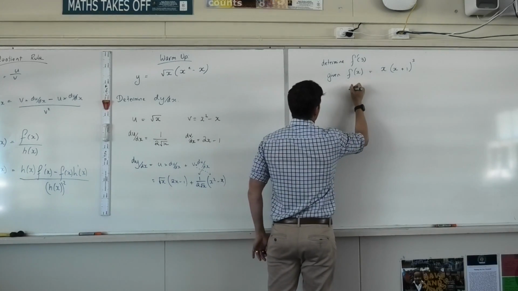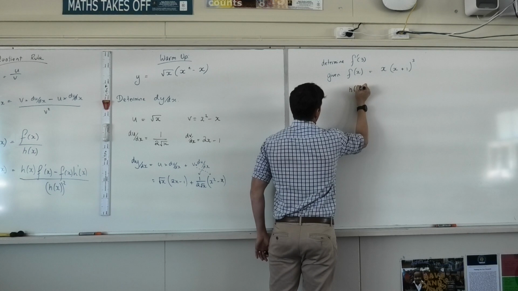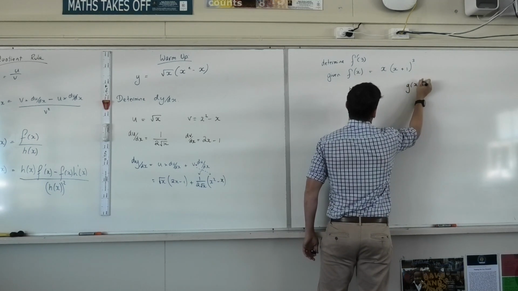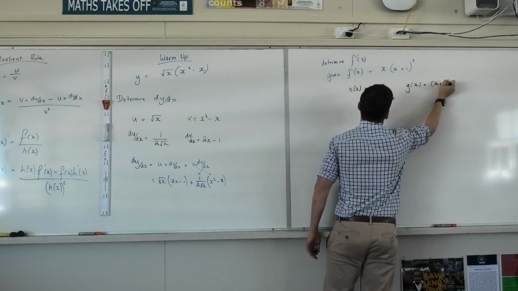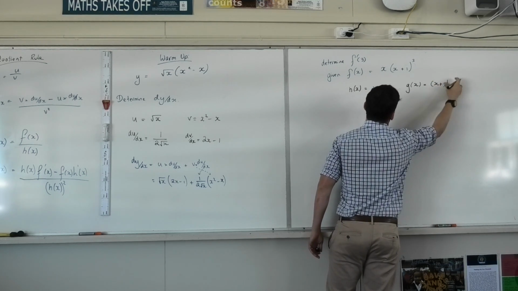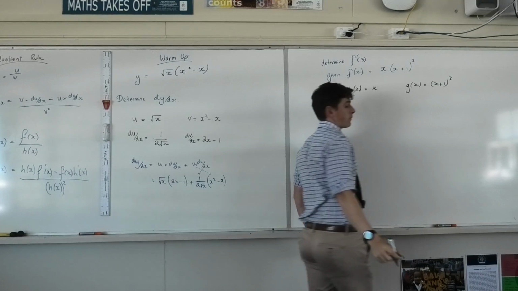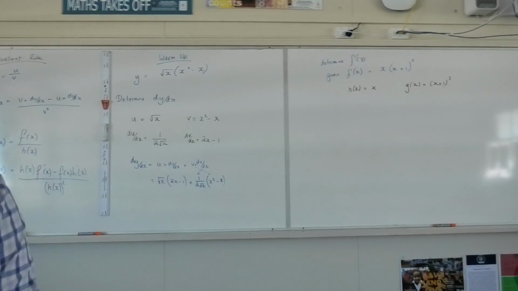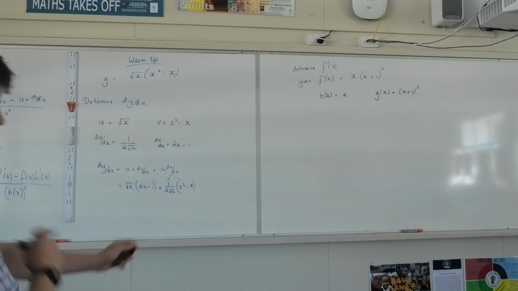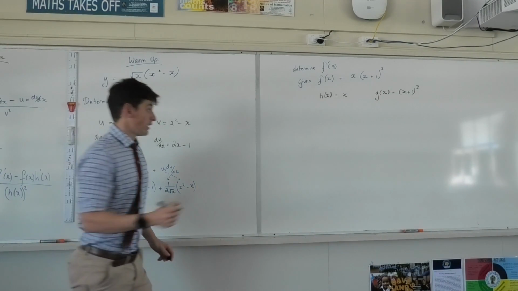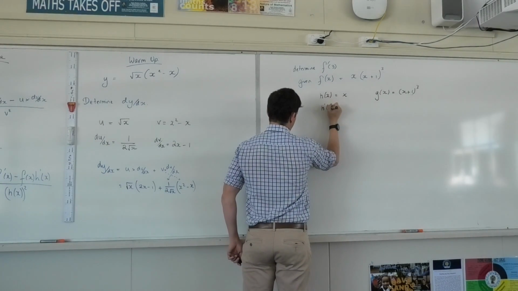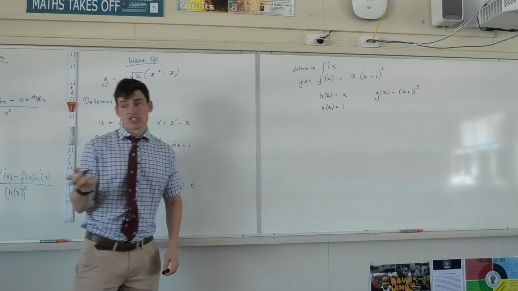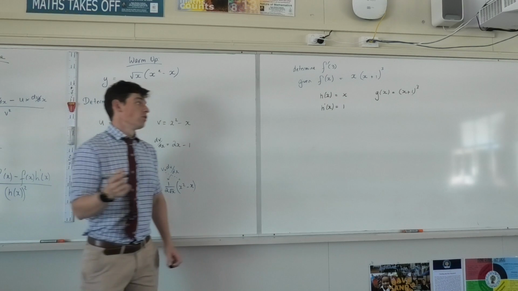Now I'm going to use h(x) equals x, and I'm going to use g(x) equals (x plus 1) to the power of 3. Cool. I now need to do what to those? Derive them, yep. So h'(x) I can do pretty simply. What's h'(x)? 1, and I need to find g'(x), but to find g'(x) I need to use the chain rule.